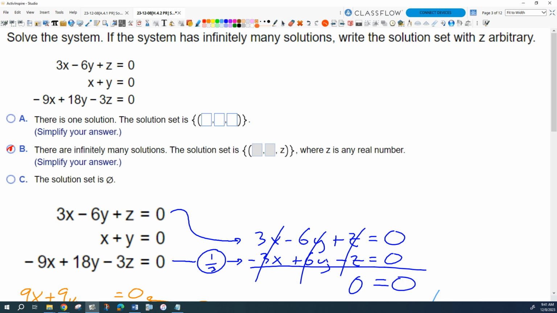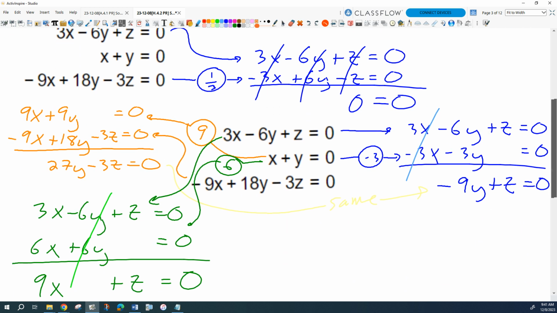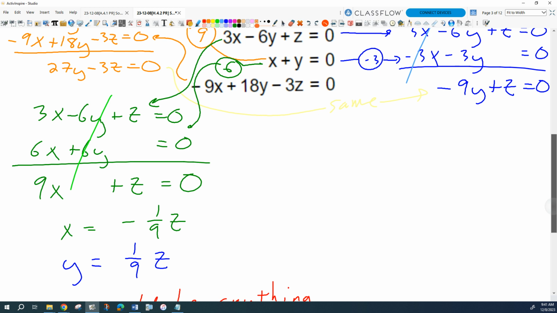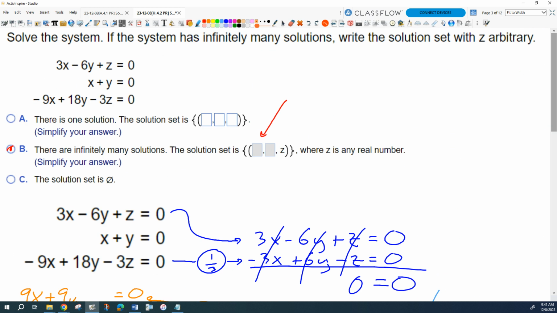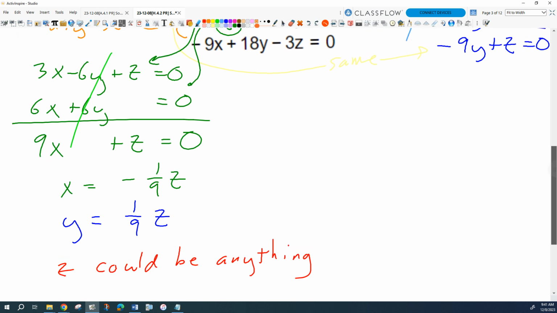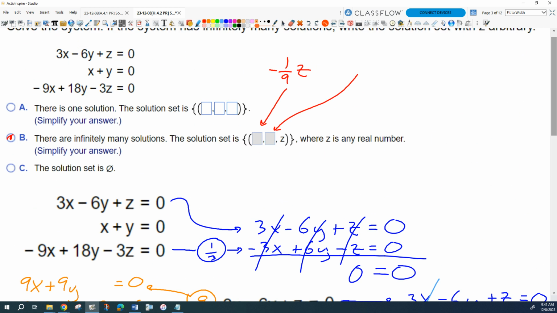What goes there? Well, the x coordinate is what in terms of Z? Negative 1/9 Z, right? So that's what goes there. Negative 1/9 Z. What goes there? Yeah, y is equal to positive 1/9 Z. And Z is anything. Z could be any real number.